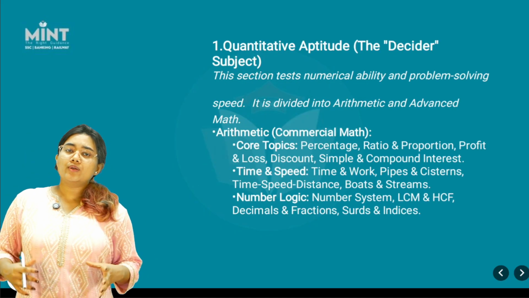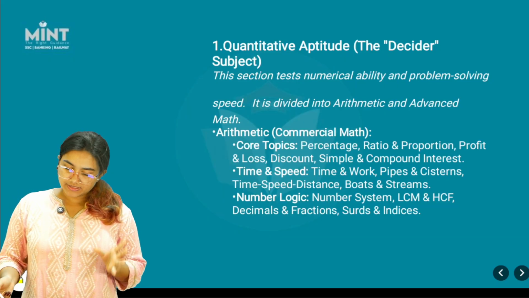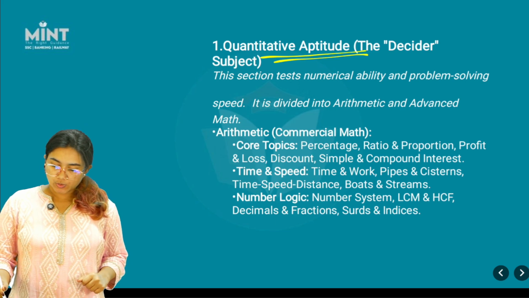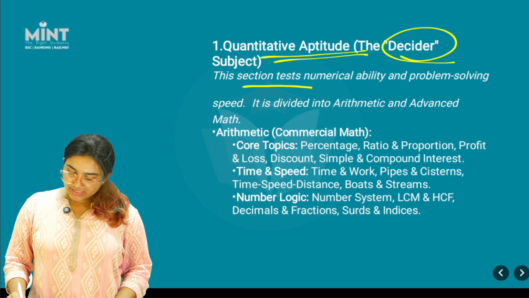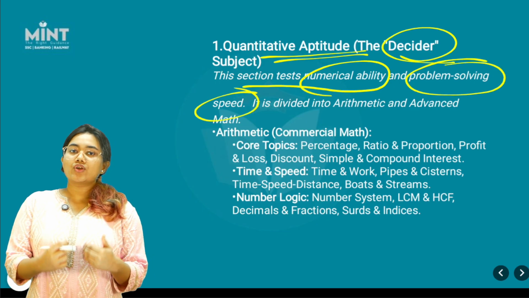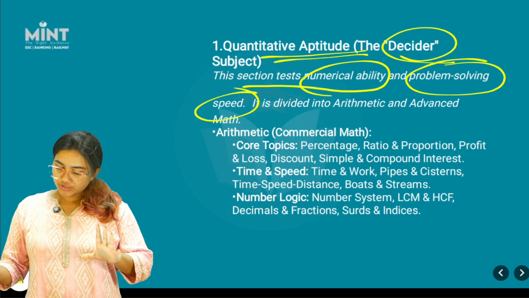Now we're going to look at the syllabus, right? How it's going to be divided and what are the components of the syllabus. First, we're going to look at the most important, which is quantitative aptitude, what we call the decider subject. So it's very, very important. This section tests numerical ability and problem solving speed. So it's not just about your ability, it's also about your speed. So you have to be very fast when you're approaching a question.